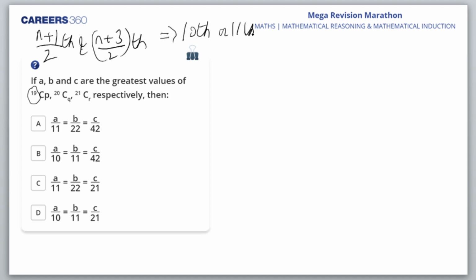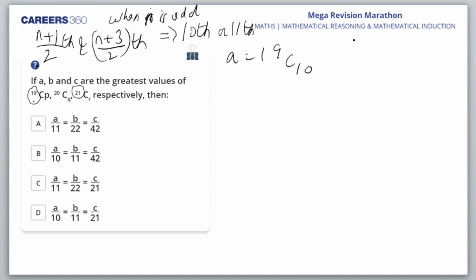I am speaking in reference to 19 and 21. These are odd numbers. When n is odd, these are the greatest values of the binomial coefficients. Okay, so I'll take one of those values. A would be 19C10. Am I right?